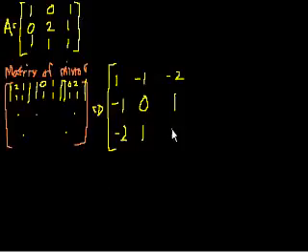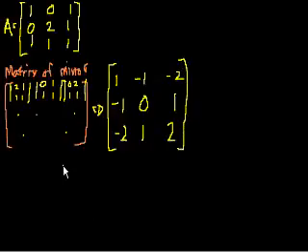Last one. Row 3, column 3. So we cross out row 3, we cross out column 3, and you're just left with 1 times 2 minus 0 times 0. So that is 2. And if I haven't made any careless mistakes, that is our matrix of minors. That's what I would call it.